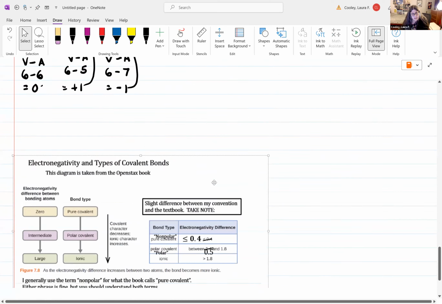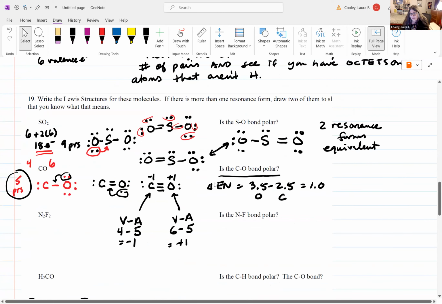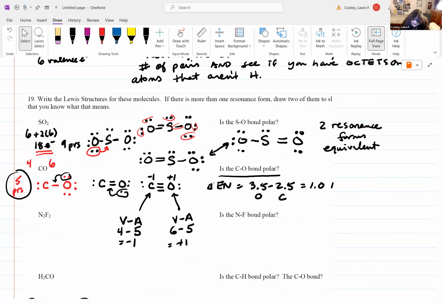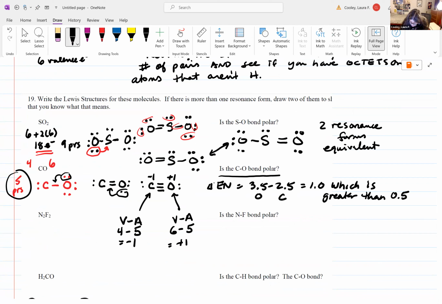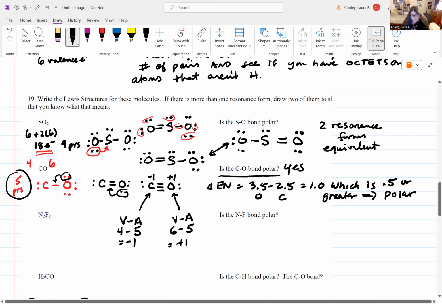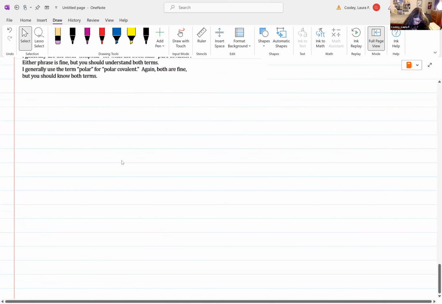Where is it? What happened to it? Yeah, so this is greater than 0.5. I should say it's 0.5 or greater. So that means it's polar. The CO bond is polar. Okay. We don't have room to do N2F2 over there, so let's do it down here.